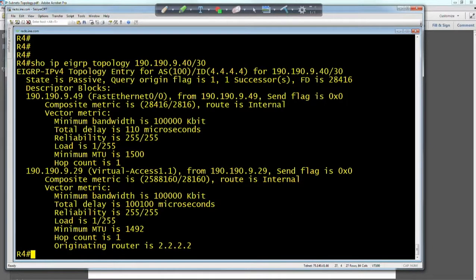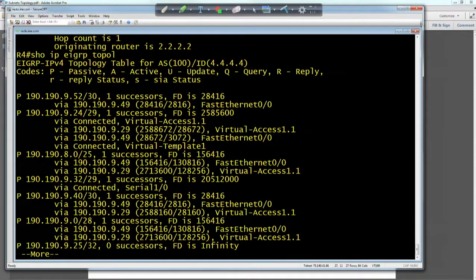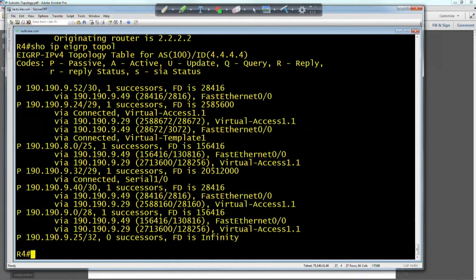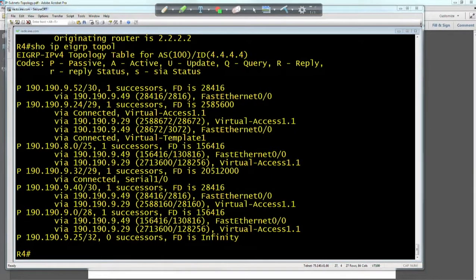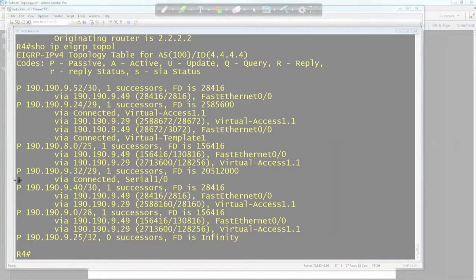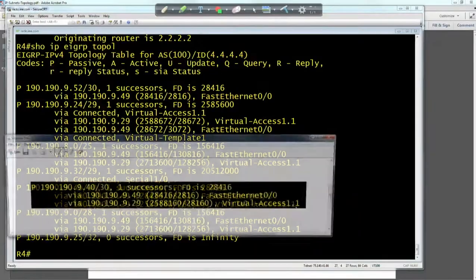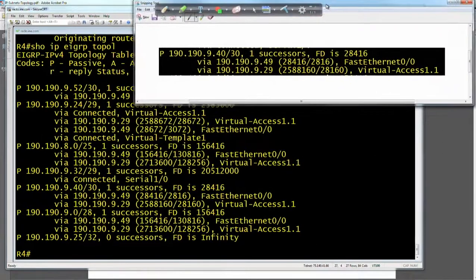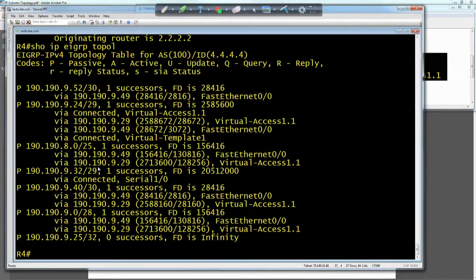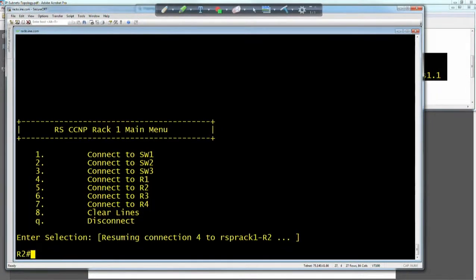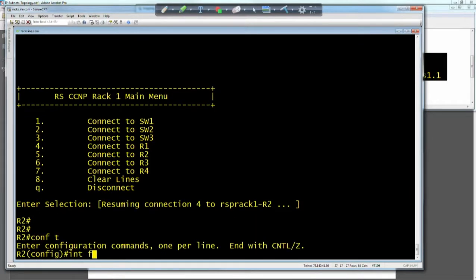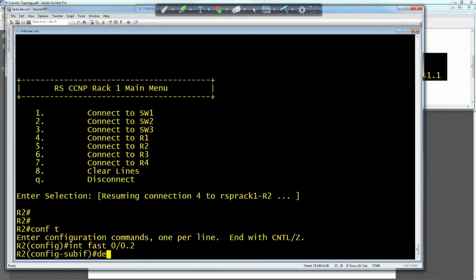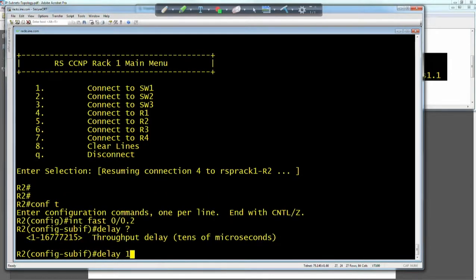Okay, so before I do that, I'm going to take a snapshot of this. Show IP EIGRP topology. And we're going to be looking for 9.40. Okay, so let me take a quick image of this so we can compare it after we make our change. All right, so we'll keep this up here. All right, so let's go over here to router 2. Interface FastEthernet 0/0.2. Delay, and what's the minimum I can do? How about 1?